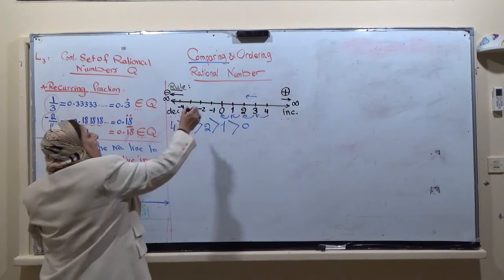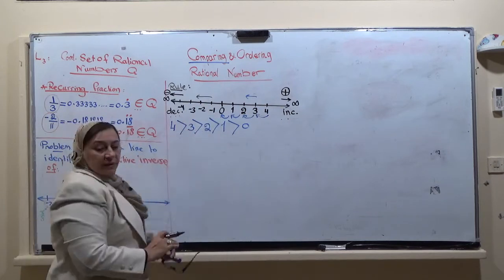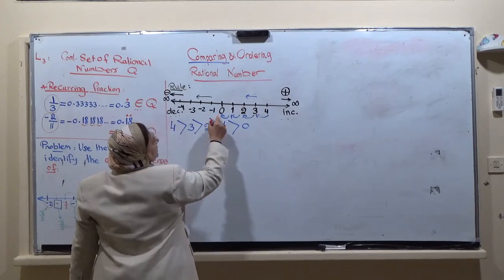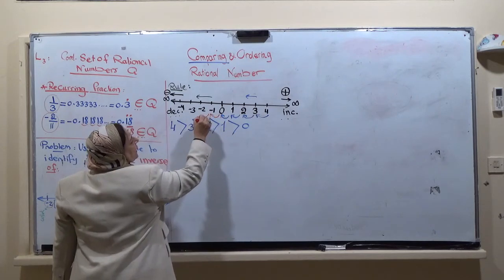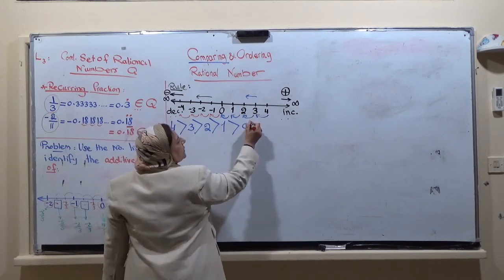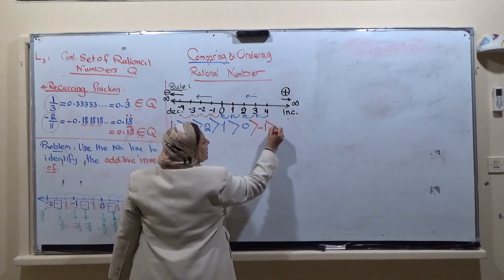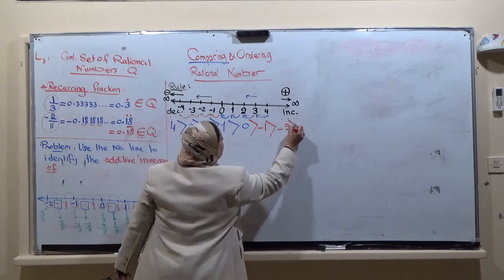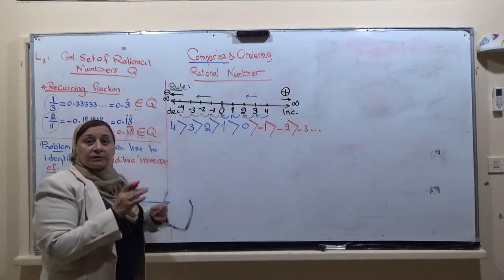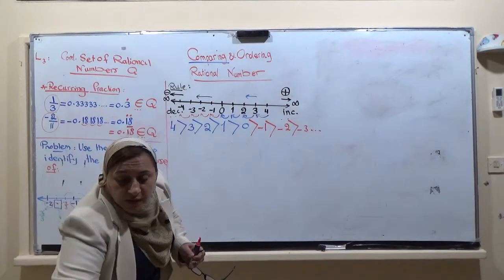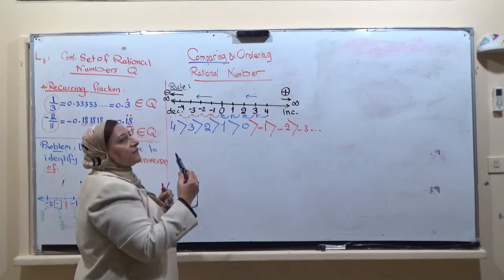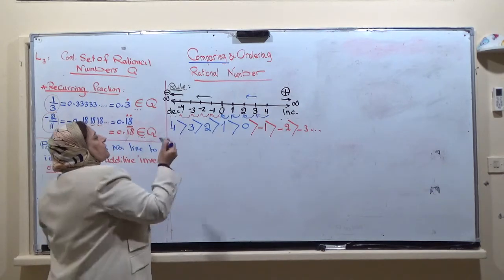About this part, what will you write down? 0 is greater than negative 1, greater than negative 2, greater than negative 3, up to negative infinity. Good? So as you go far on the right side, the value increases.